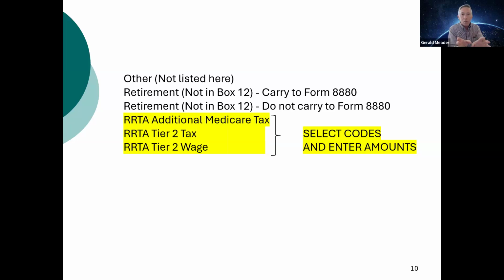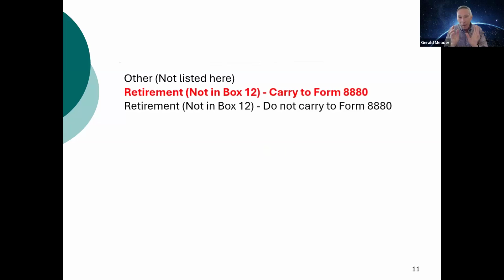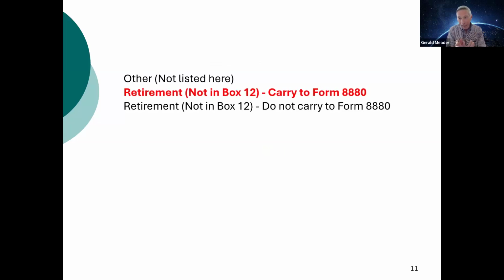And again, if you see these specific codes in box 14, click the code, type in the amount, and let TaxSlayer do the magic it does, and you're done. Okay, so let's take that off the table. That leaves this retirement carry to Form 8880.